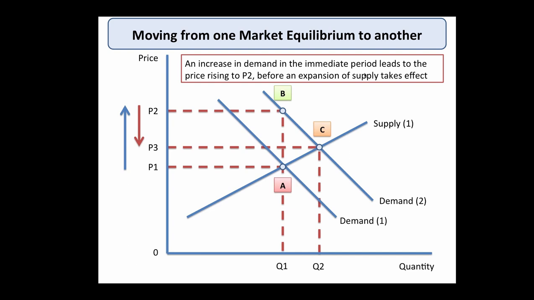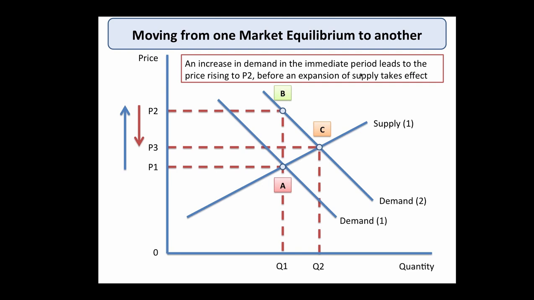Conversely, we could see a fall or an inward shift of demand. In this case, the demand curve is shifted to the left. That causes prices to go down in the market. And if the price is lower, then we expect to see a contraction along the supply curve to a lower equilibrium quantity Q2.